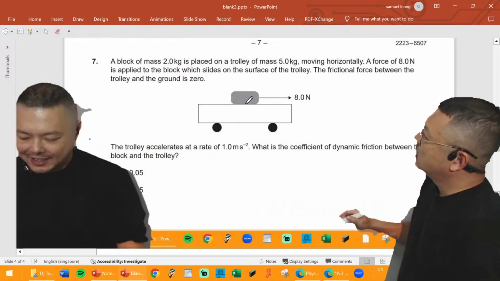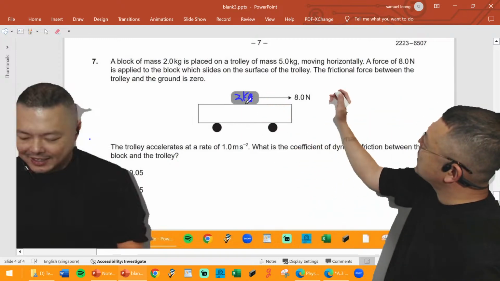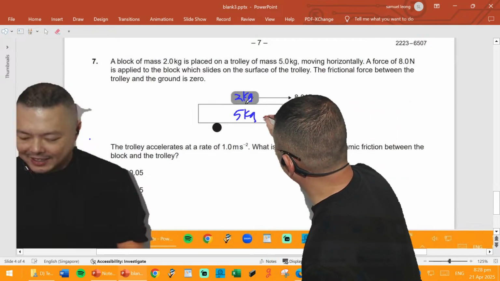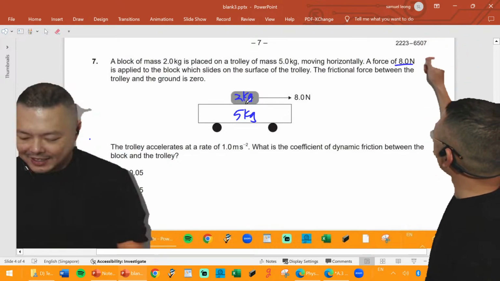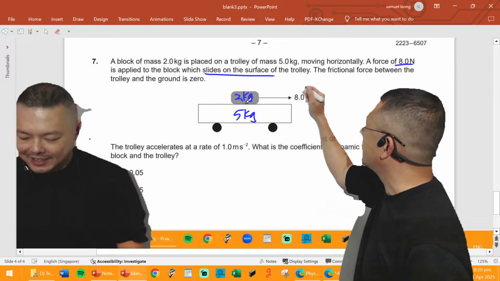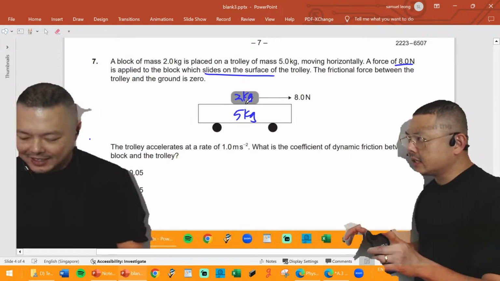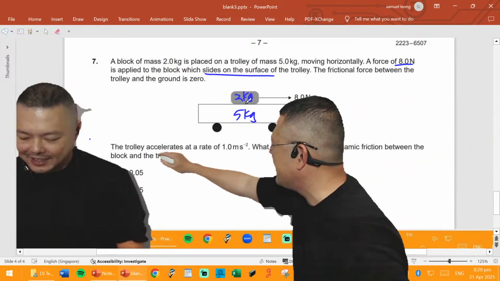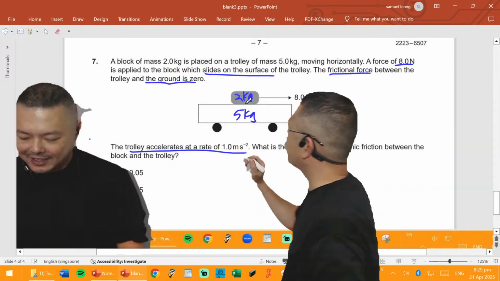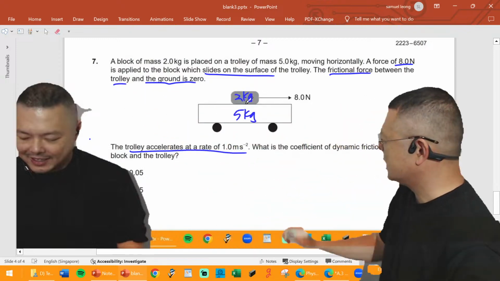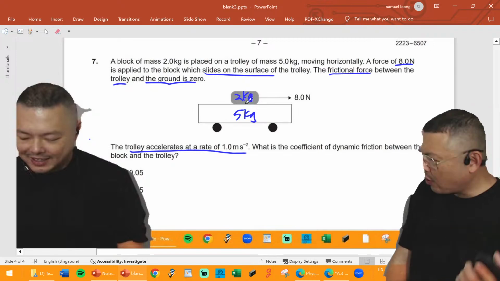Okay. So we've got a block of mass 2 kg, placed on a trolley of mass 5 kg. So I'm going to write all this down to make sense. Moving horizontally. The block is experiencing an 8 newton force and it slides on the surface of the trolley. This is a version of one of the questions I went through before. They tell you that the trolley is accelerating at 1 meter per second squared, and there's no frictional force between the trolley and the ground. So this thing here is frictionless. So the question is, why is the trolley even accelerating?